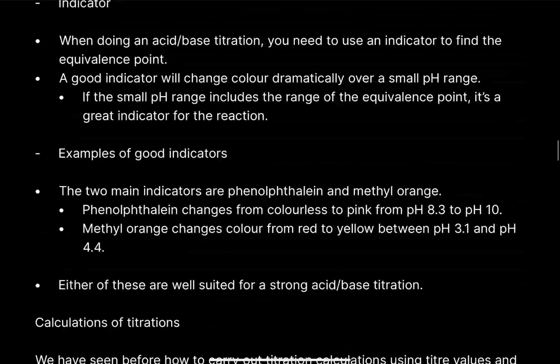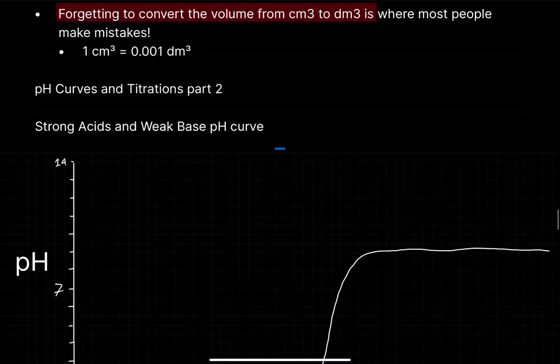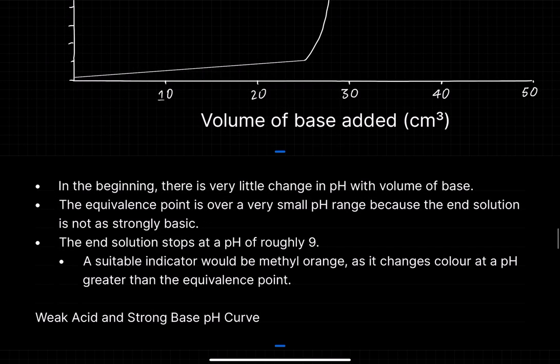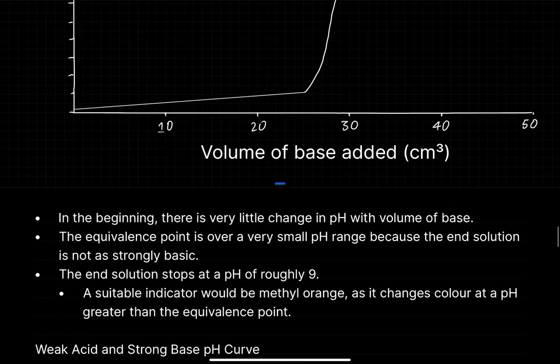Now this graph is a bit different to the graph that we have here for strong acid and weak base. And as you'd assume, it's going to start off with a low pH, and then it will have the equivalence point once the H plus concentration is less than the base concentration. But when the pH increases, it's not going to go that high because we have a weak base. So we're starting at a low pH. In the beginning there's very little change in pH with volume of base, and the equivalence point is over a very small pH range because the end solution is not as strongly basic.